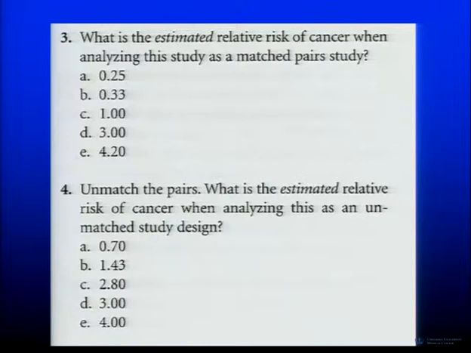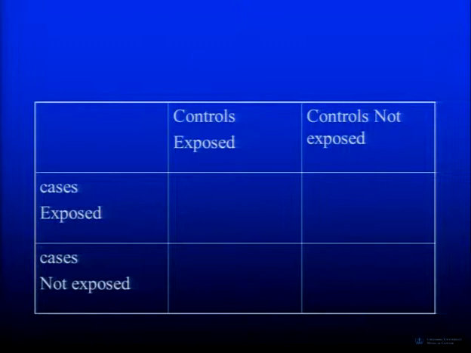We want to know, what is the estimated relative risk of cancer when analyzing this study as a matched pairs study? So we're going to go forward and do that. We have our fourfold table. Remember, it's the controls across the top, and they're either exposed or not exposed. Cases are either exposed or not exposed. And that's how we set this up.